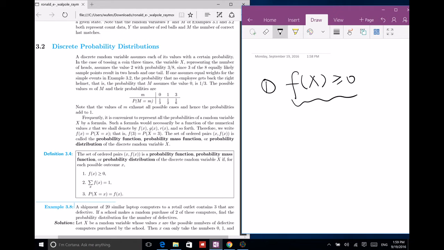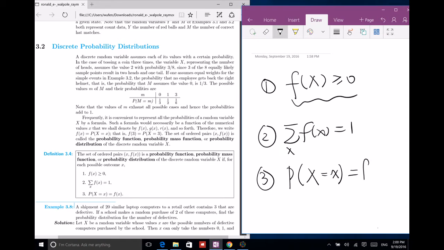The second thing is, if you add all the probabilities together, they're going to equal 1. For example, the weather tomorrow: raining is 30%, not raining is 70%. You add those together, it's going to be 1. So you add all the possible outcomes together, it will equal 1. The third one is P(X = x), for a particular number x, equals the probability function f(x).